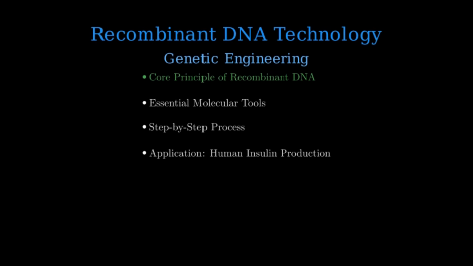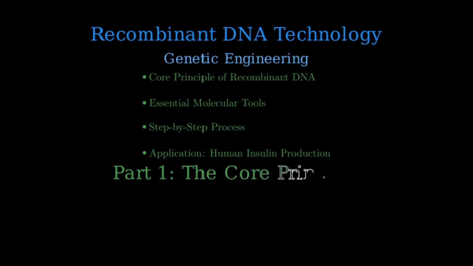First, the core principle of recombinant DNA technology. Second, the essential molecular tools required. Third, the detailed step-by-step process. And finally, a classic application, the production of human insulin, also known as humulin.